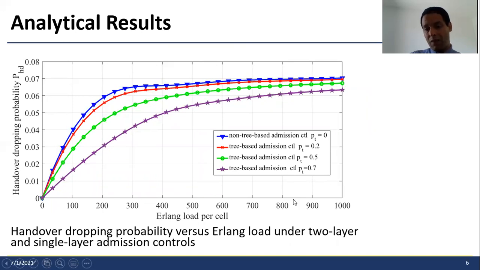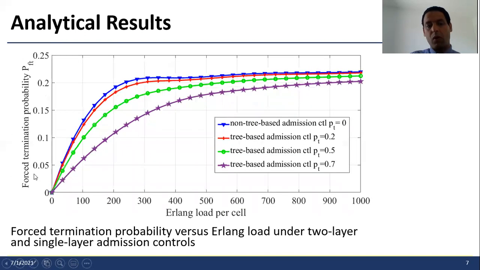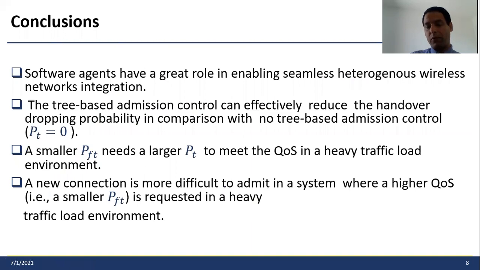So in a heavy traffic environment, it's really difficult to meet a low handover dropping probability or forced termination probability with low admission control at the level of the tree. So both layers, admission at the tree and the cell, are important in order to guarantee the quality of service for admitted connections.